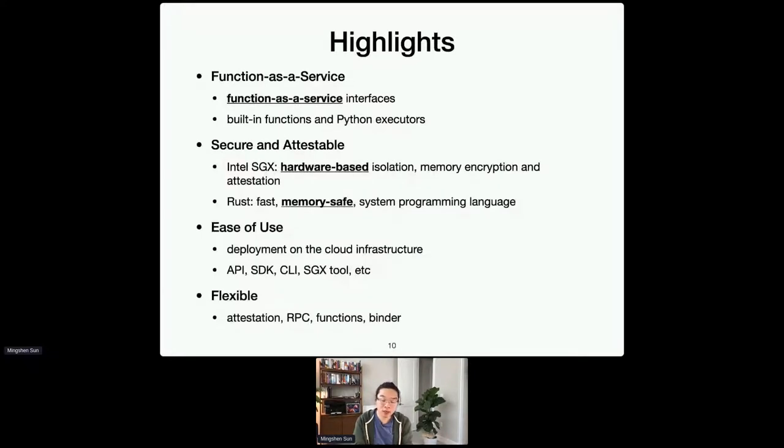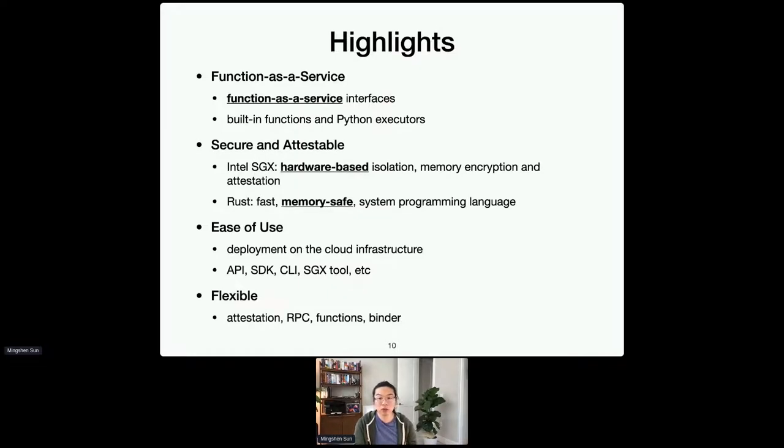So as I said, we want to provide a platform which is easy to use but also safe and secure. For the highlights, we can look at four aspects. For functionality, Teaclave is provided as a function as a service platform. We provide many built-in functions, and they support tasks like machine learning, private set intersection, and crypto computation. In addition, a developer can deploy and execute Python scripts in Teaclave. More importantly, unlike a traditional function as a service platform, Teaclave supports general secure computing tasks and multi-party computation tasks.